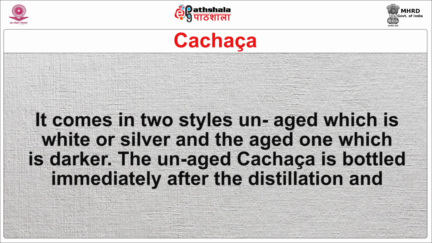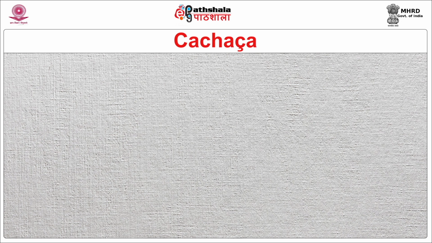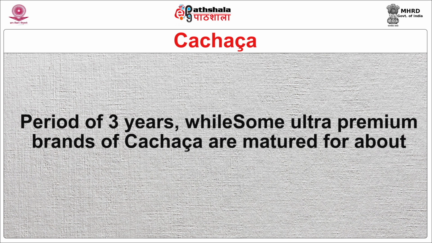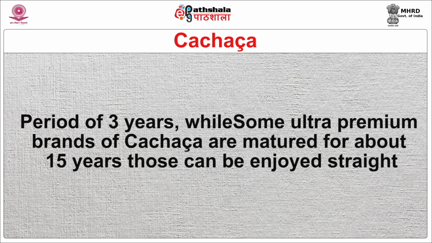The unaged cachaça is bottled immediately after the distillation and seldom used for straight drinking, but mostly used for the preparation of some excellent tropical cocktails. The aged or the dark cachaça is aged in oak barrels for a period of 3 years, while some ultra premium brands of cachaça are matured for about 15 years. Those can be enjoyed straight.